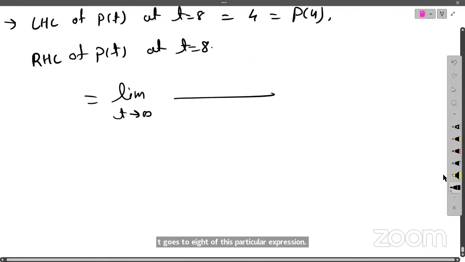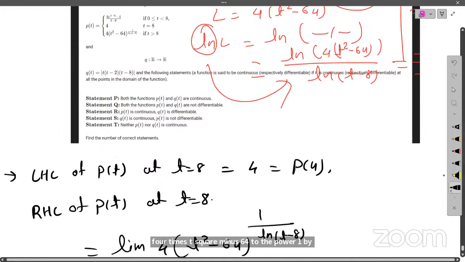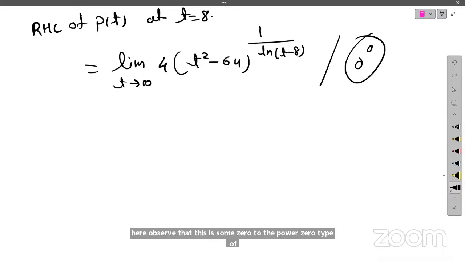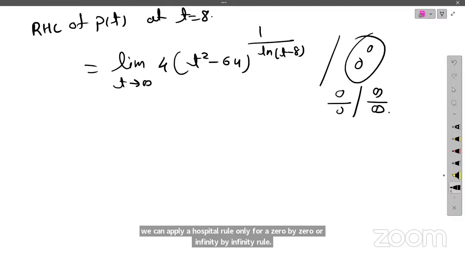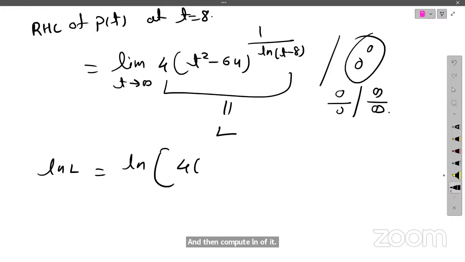That is 4 times t square minus 64 to the power 1 by ln of t minus 8. Yeah, we'll take log. Observe that this is some 0 to the power 0 type. But we can apply L'Hospital rule only for 0 by 0 or infinity by infinity. So whenever such a situation happens, we take this to be some number. Let's take it to be equal to L and then compute ln of it. So ln of L will become ln of this whole quantity, 4 times t square minus 64 to the whole power 1 by ln of t minus 8.